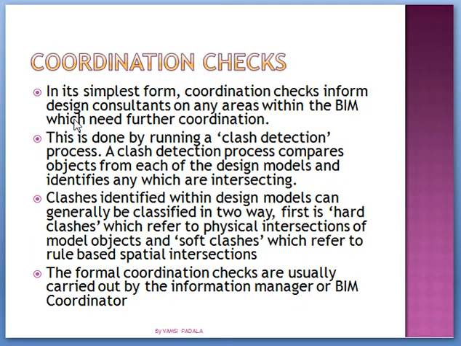And last but not the least are the coordination checks. Coordination checks are probably the most common and well-known checks carried out on BIM projects. In its simplest form, coordination checks inform design consultants of any area within the BIM which needs further coordination. This is done by running a clash detection process. A clash detection process compares objects from each of the design models and identifies any which are intersecting. For example, a door in the architecture model clashing with a wall in the structure model.